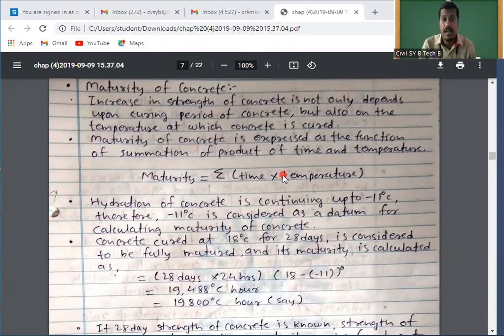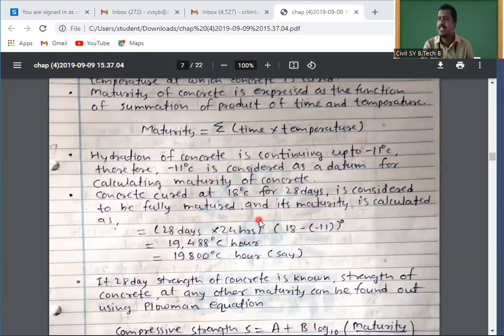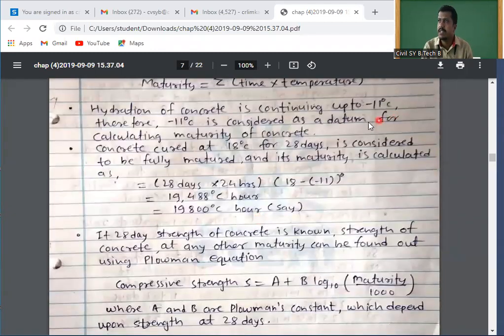So that is why in our concrete sector, minus 11 degrees centigrade is the temperature that is the datum line for calculating the maturity of the concrete. Now one example is there. Please remember this also. Concrete cured at 18 degrees centigrade for 28 days is considered to be fully matured.